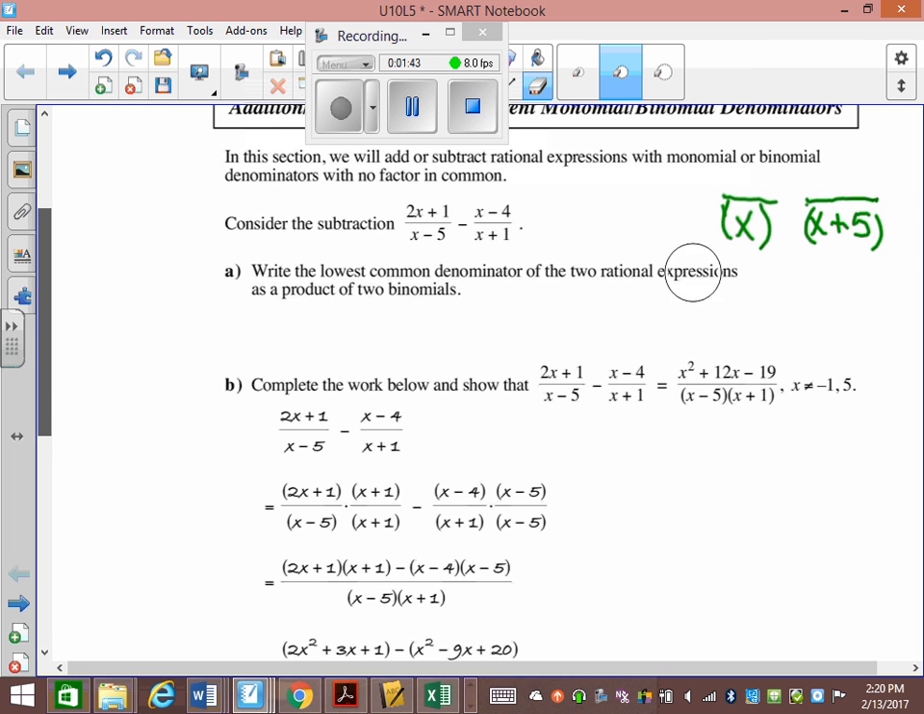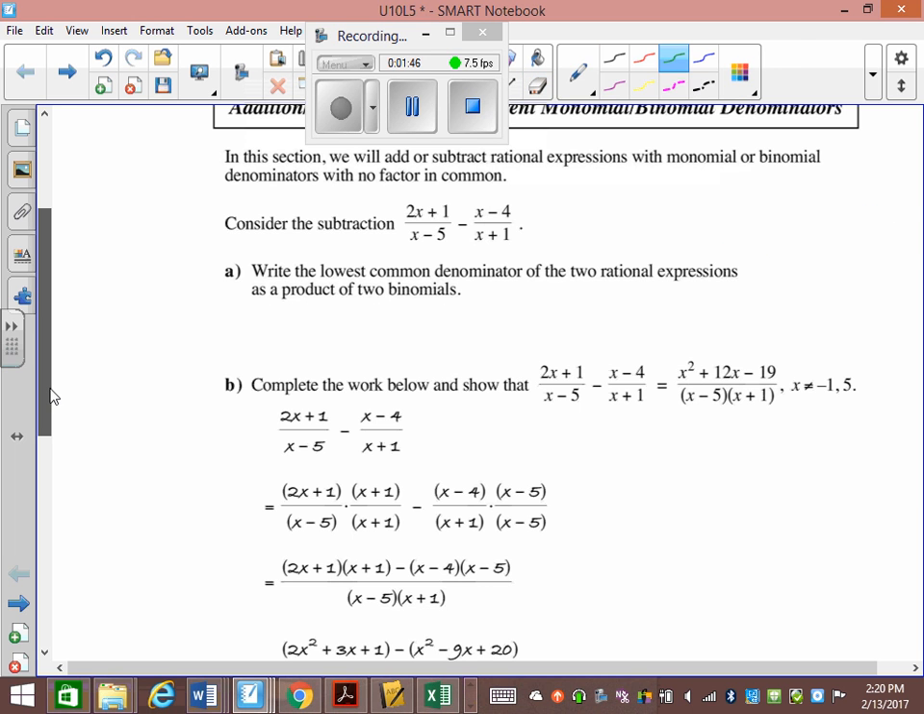All right. So let's look at one that's a little more complicated. But often people find this easier than the previous example. This one has an x minus 5 in the bottom. This one has an x plus 1 in the bottom. So what's common to x minus 5 and x plus 1? Trick question. Nothing. So the lowest common denominator is the two of them together. So what's the lowest common denominator? It's x minus 5 times x plus 1. There's nothing in common.